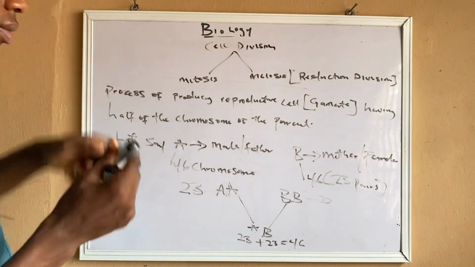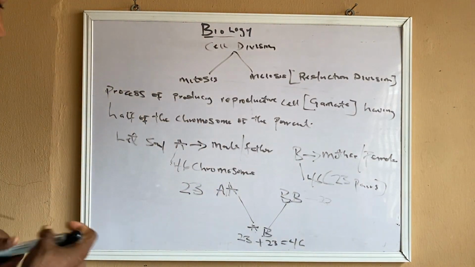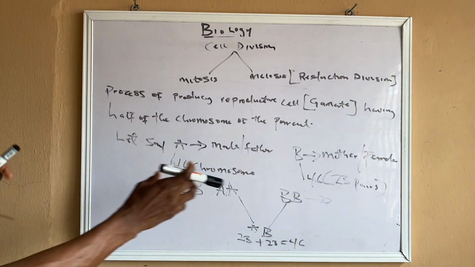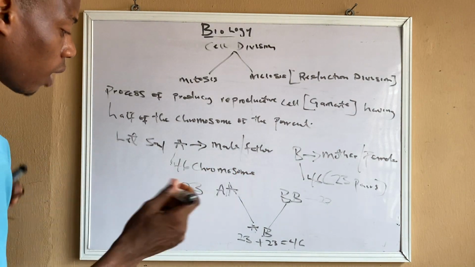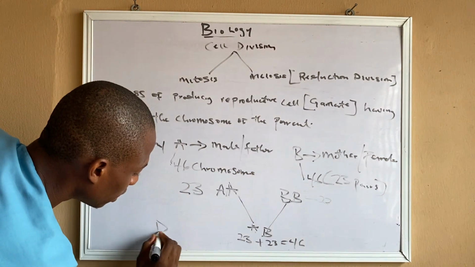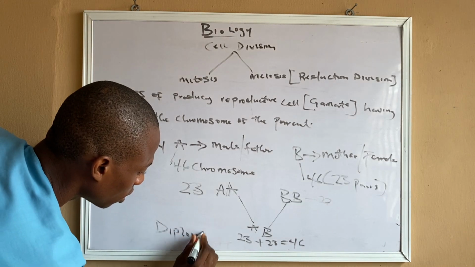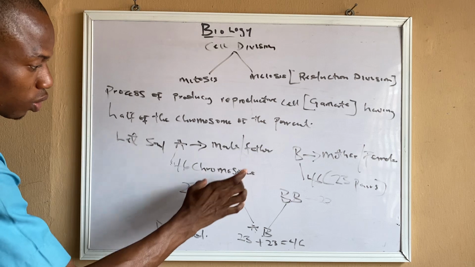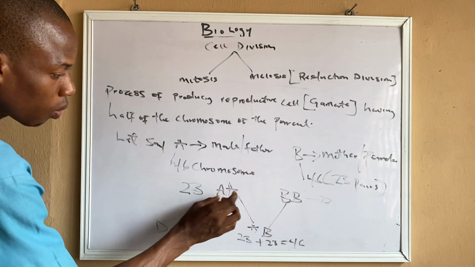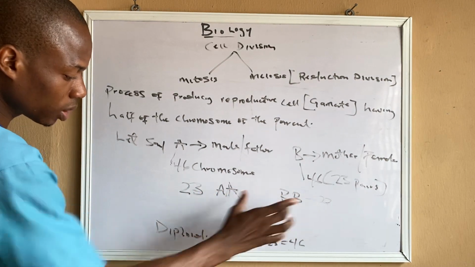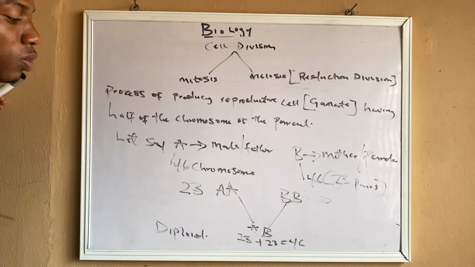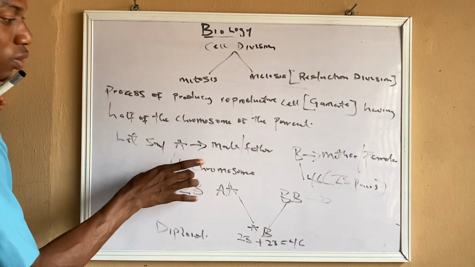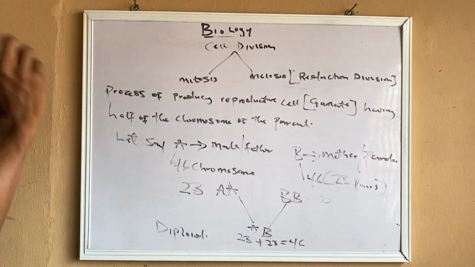That is the reason why in meiosis we only have diploid. Because the production of two haploids, one haploid here, one haploid there, gives us the two haploids, which is exactly 46 of the other parent. Okay.